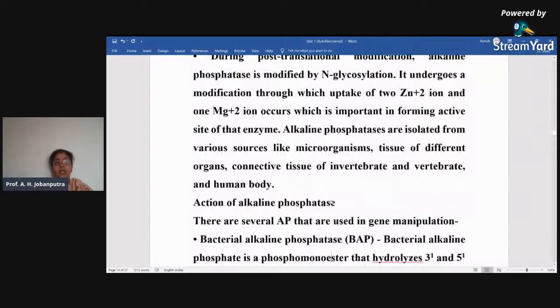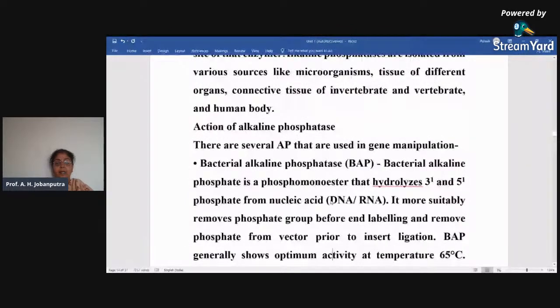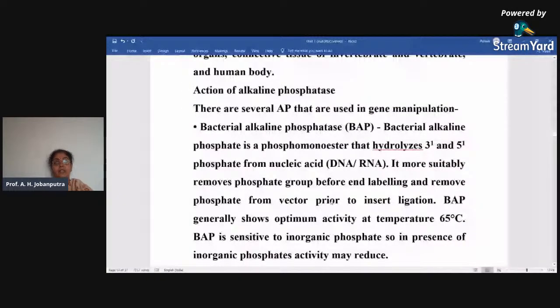So there are several alkaline phosphatases which are used in gene manipulation in rDNA technology. One is bacterial alkaline phosphatase. So it is a phosphomonoester which hydrolyzes 3' 5' phosphate from nucleic acid. So it removes that 3' 5' phosphate from DNA. It removes the phosphate group before end labeling, and it can remove phosphate from vector before the insertion and ligation.